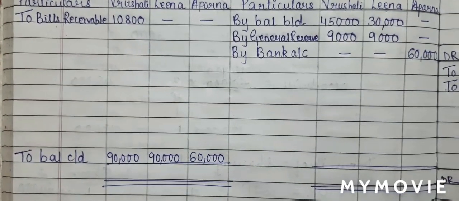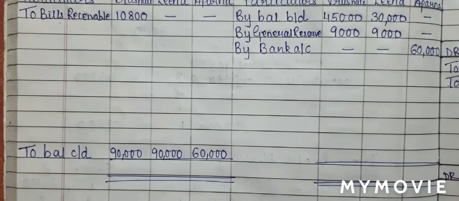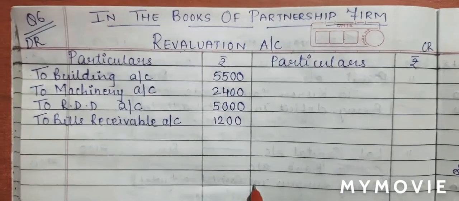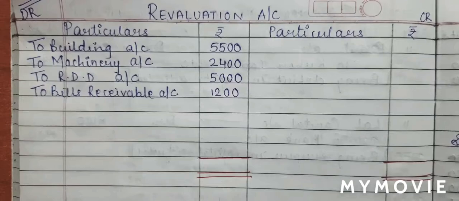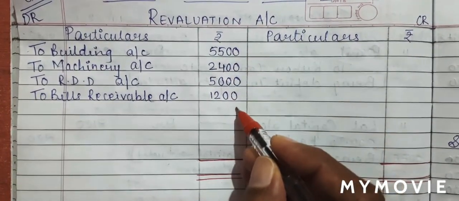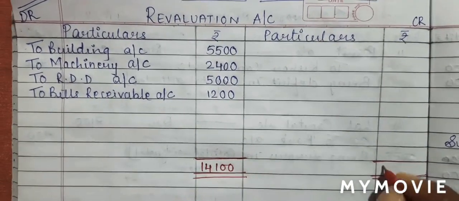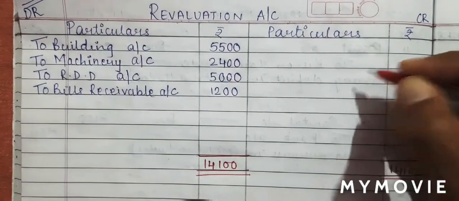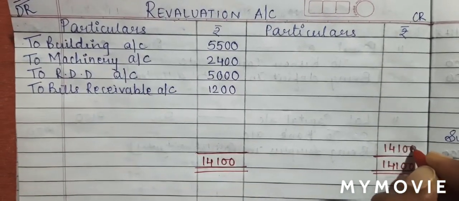Now before we close the capital account, we will first close our revaluation account. So let's close the revaluation account. We will double underline on both sides. Now if you see, students, we only have the balance on the debit side and we have already calculated this amount. This amount comes to 14,100, which I'll write on both sides. From the bigger total minus the smaller total. There is no total, so the same total will be written on top.